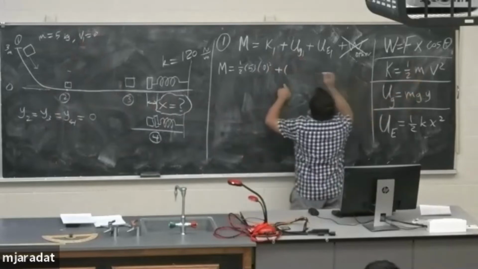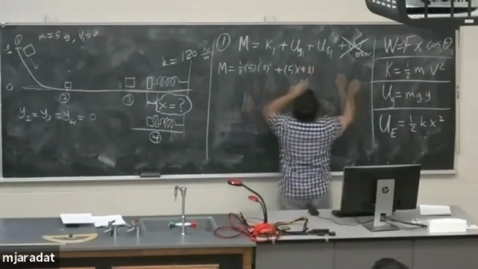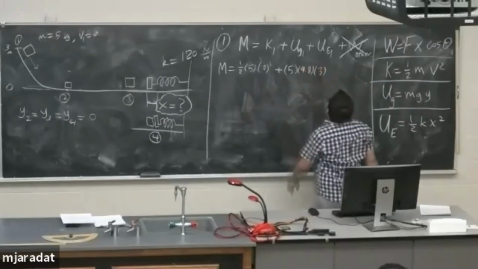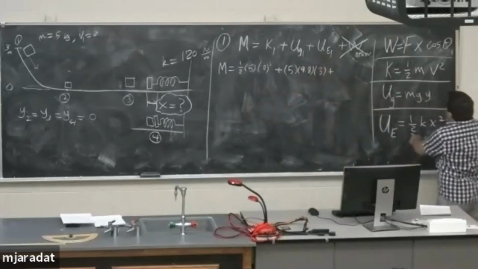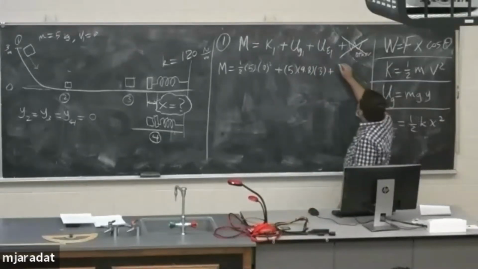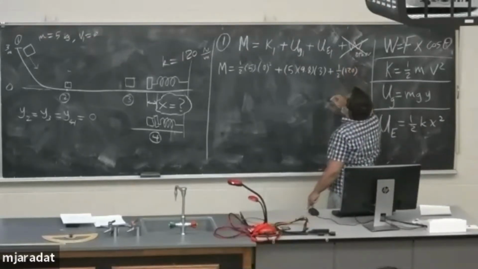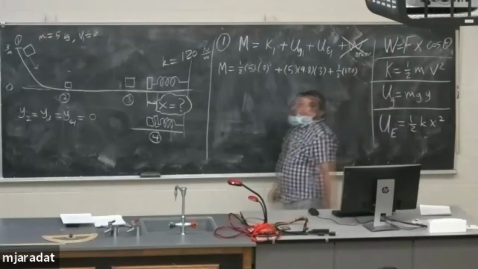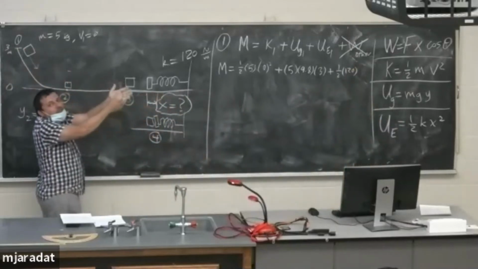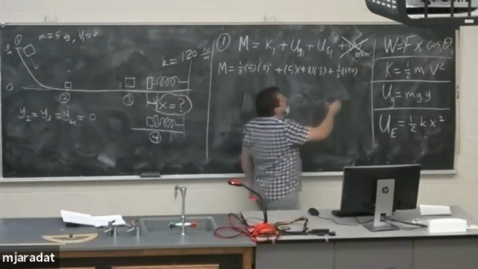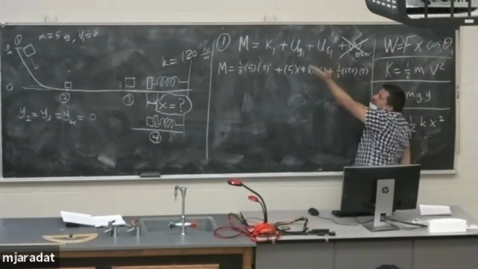H is the height. M is 5. G is 9.8. Y is 3. Plus the elastic potential energy, it is 1/2 times 120. How much the compression now? Initially, how much the compression? It is 0. We don't have any compression or expansion. This will be multiplied by 0. So the potential energy due to the spring is 0.